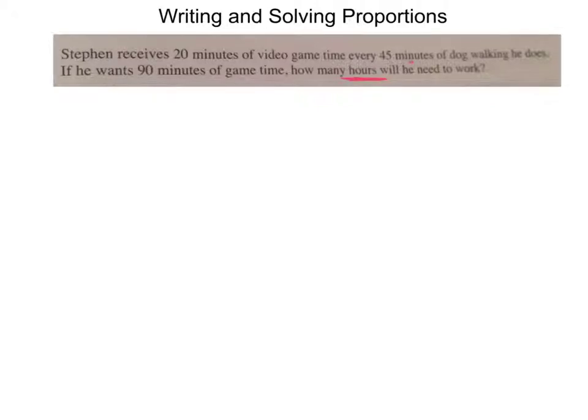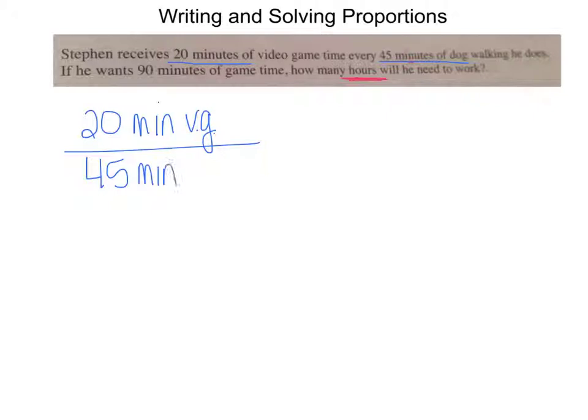But let's look at this. He gets 20 minutes of game time for every 45 minutes of dog walking that he does. So I'm going to write that rate in my proportion right away. 20 minutes, and I'm going to just after this put like VG for video game, so I remember that my video game time is on top. And then I'll do 45 minutes of DW for dog walking on bottom.